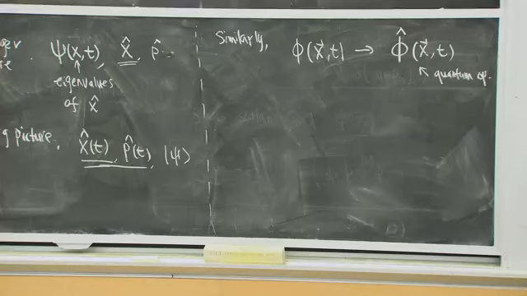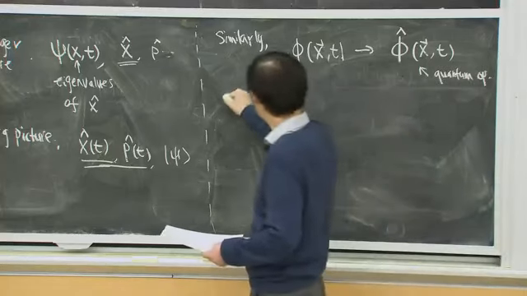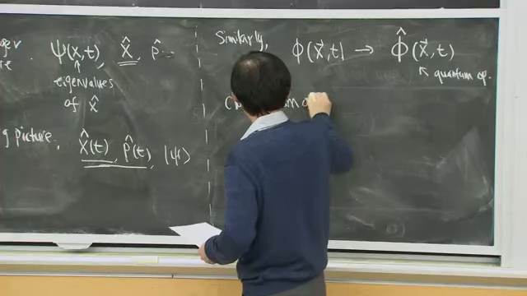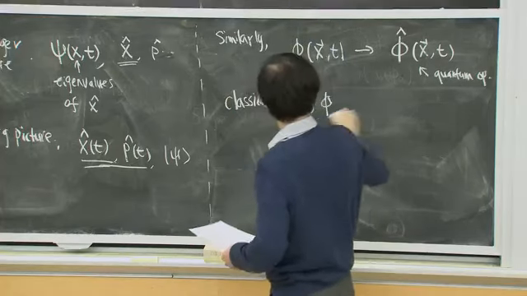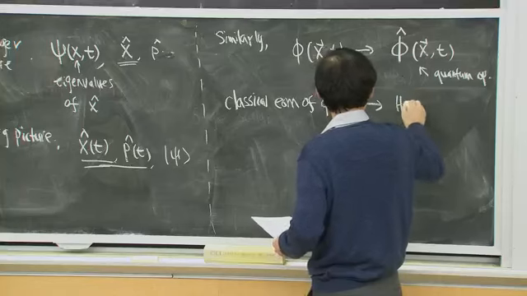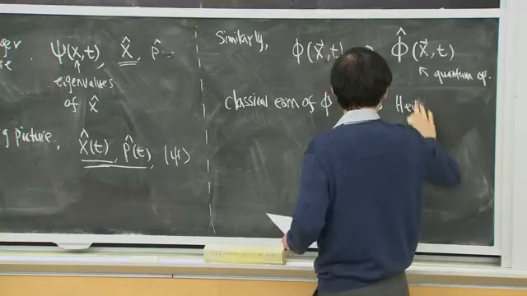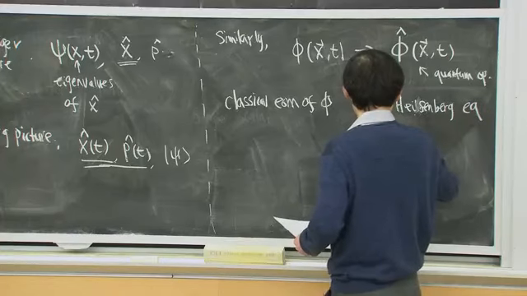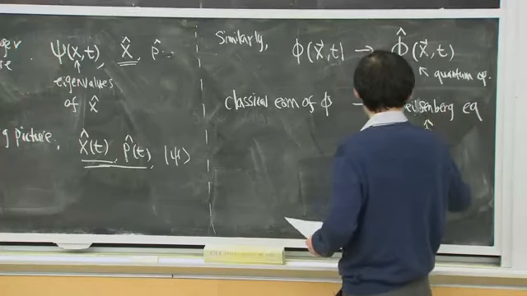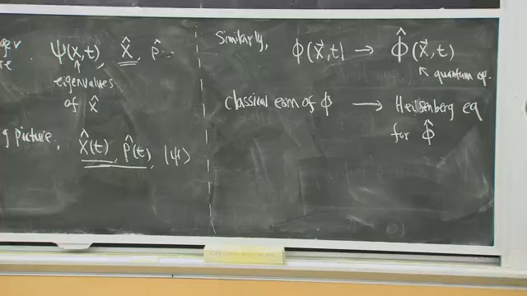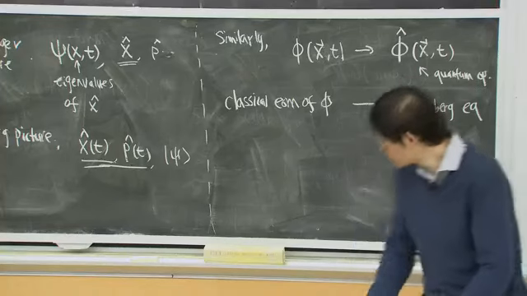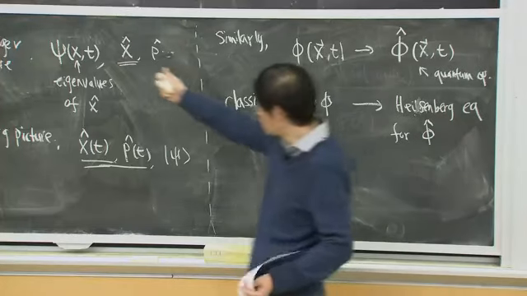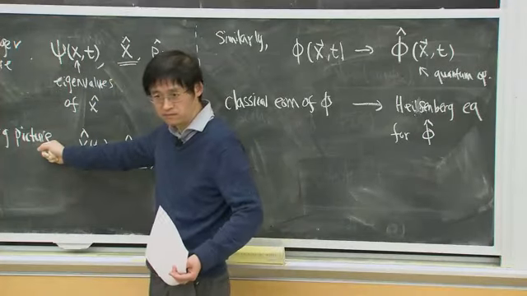Okay, and then the classical equation of motion of phi, which will be derived, becomes the Heisenberg equation for phi hat. So again, here you can do two pictures. You can do the Schrodinger picture, you can do the Heisenberg picture.